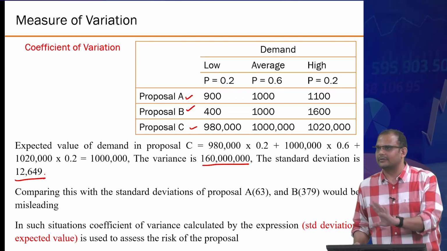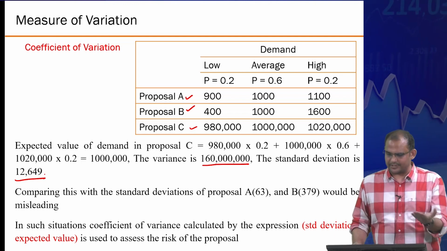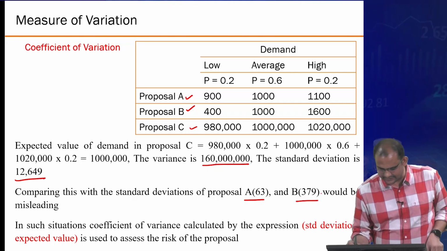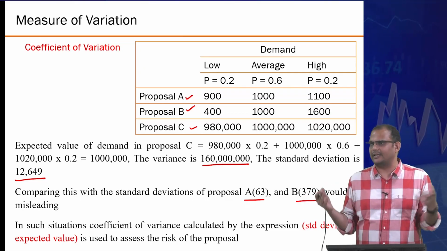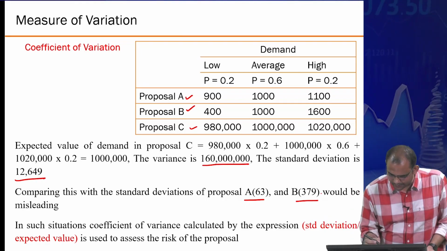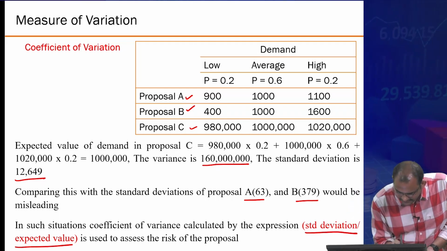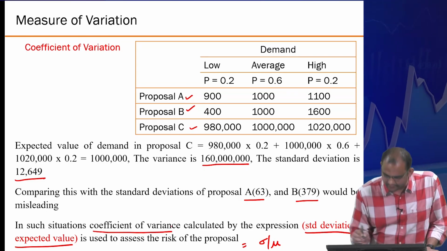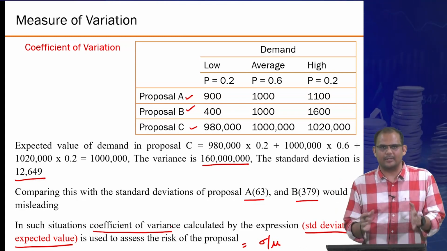This variance is 3-4 orders higher, right? So how do you compare such proposals? That becomes the question. Comparing with standard deviation, which is just 63 and 379, would be misleading, because immediately you would see this particular project C has a huge variation, and therefore you might not be inclined to accept that. So in that case, what you do is you normalize the standard deviation, and this is called standard deviation divided by the expected value, which is sigma by mu. This is called the coefficient of variation. This is a more normalized value to represent, and therefore you can compare these numbers easily.